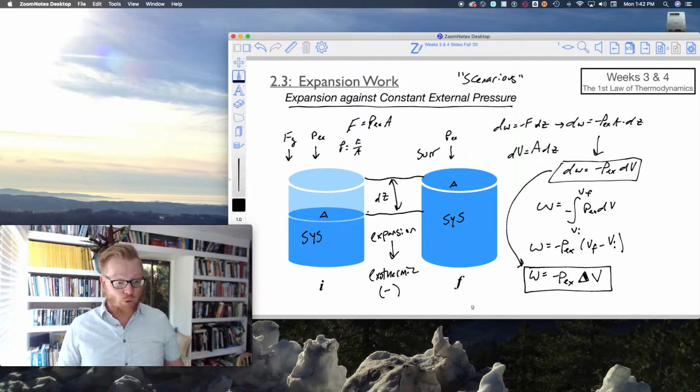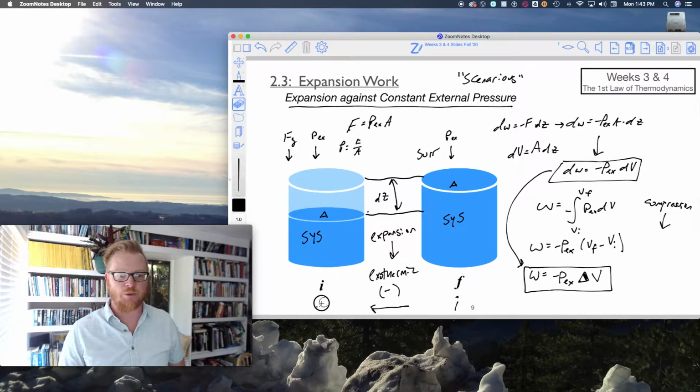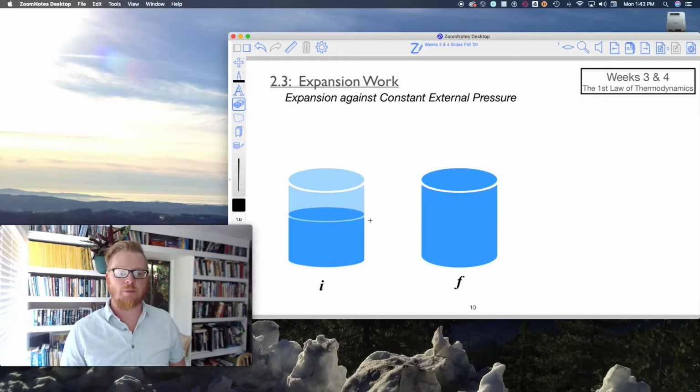Well, what if it was compression? Let's see, do I have any room? So I'll write this over here. So what if it was being compressed? Well, if it was being compressed, then it would go the other way, initial and final. Oops, let me erase that because that's going to be confusing when you go to look at this later on, okay? So I know what I'm going to do. Let's go to the next slide. Yes, I left myself more room.